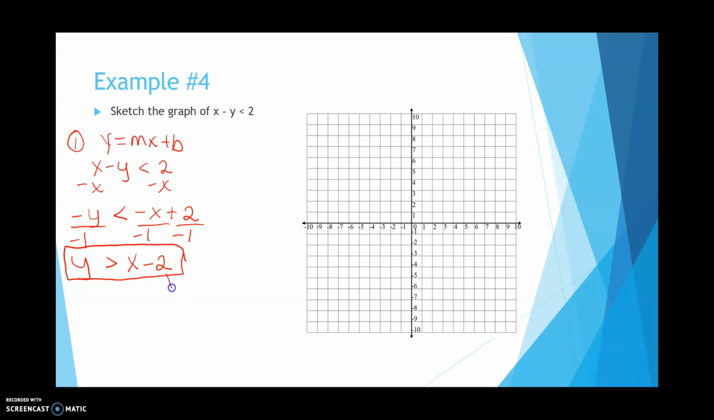So my starting point here is at negative 2. So I'm going to find negative 2 on my graph and put my point there. And my slope is 1. So this is my slope. So I'm going to rise 1, run 1, and put my points. Now this is saying y is greater than x minus 2. So this is going to be a dashed line because of the inequality symbol.